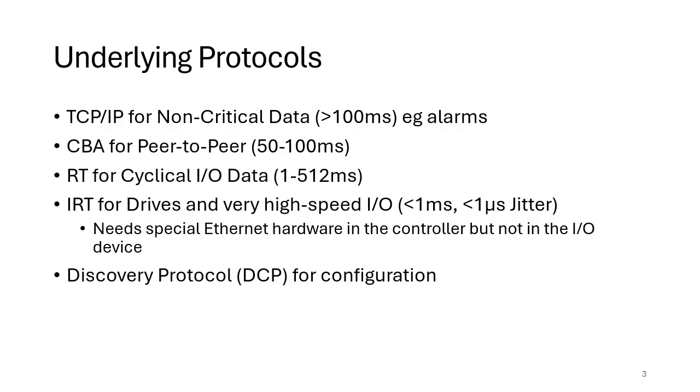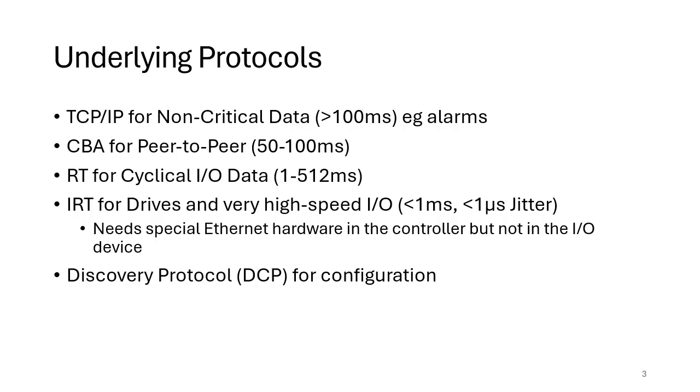One is called RT, or real time, and this is used for cyclical I/O data. And when you configure your devices, you can select a cycle time of 1 to 512 milliseconds, going up using a binary system. So there's 1, 2, 4, 8, 16, 32, and so on.